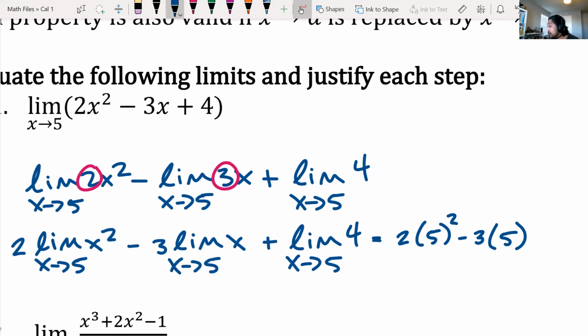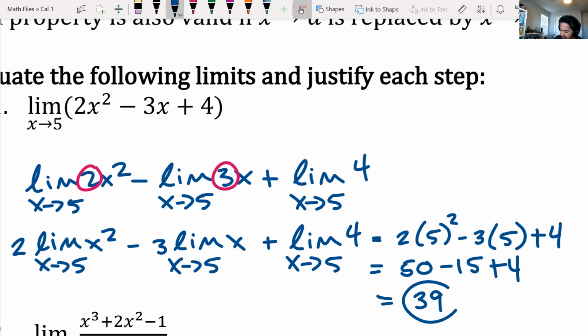And the last one's going to use the very first property, the limit of a constant. What is the limit as x approaches 5 of 4? 4. There you go. And now simplify everything. What's that? 2 times 25, that's 50 minus 15 plus 4. That is, what is our final limit? 39.